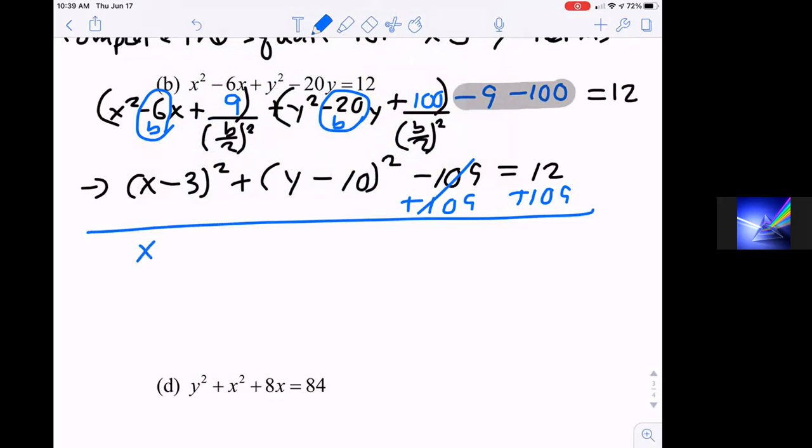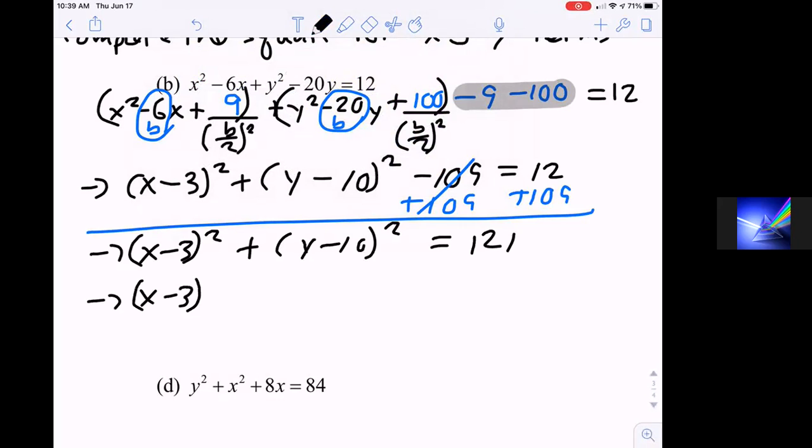And rewriting this, we get x minus 3 squared plus y minus 10 squared equals 121. I'm just going to rewrite this one more time. X minus 3 squared plus y minus 10 squared equals 11 squared. 121 is 11 squared. My center would be 3, 10 with a radius of 11.